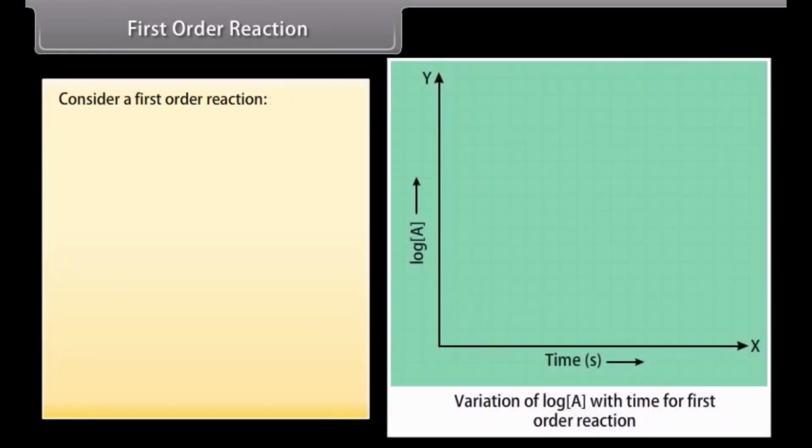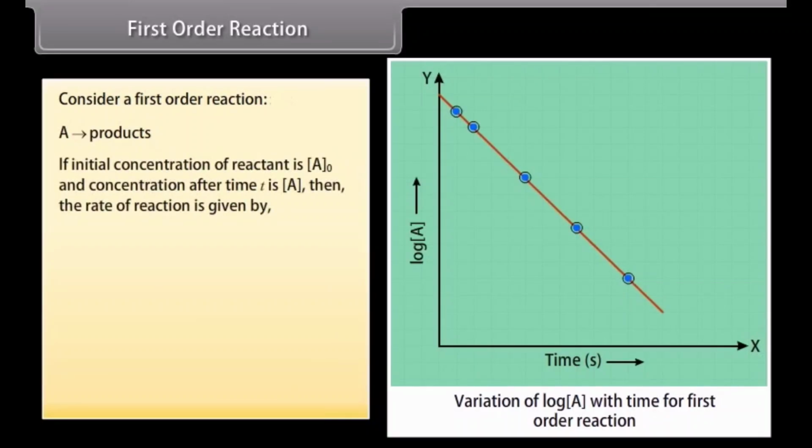First-order reaction. Let us consider a first-order reaction in which A is changing into products. If the initial concentration of reactants is a naught, and concentration after time t is a, then the rate of the reaction is given by minus d[A] by dt is equal to the product of k and [A]. It can be written as minus d[A] upon [A] is equal to k dt.